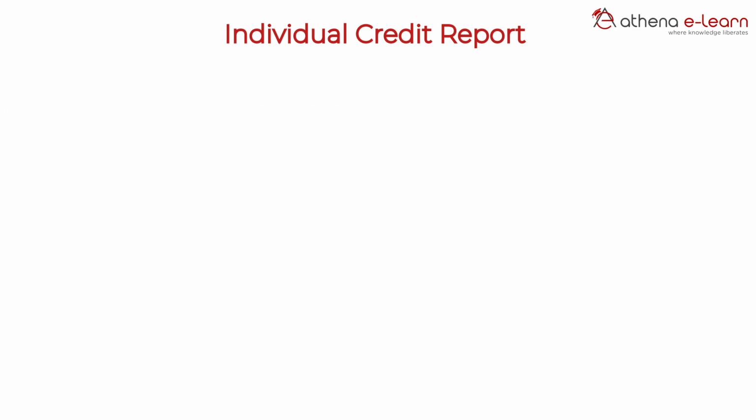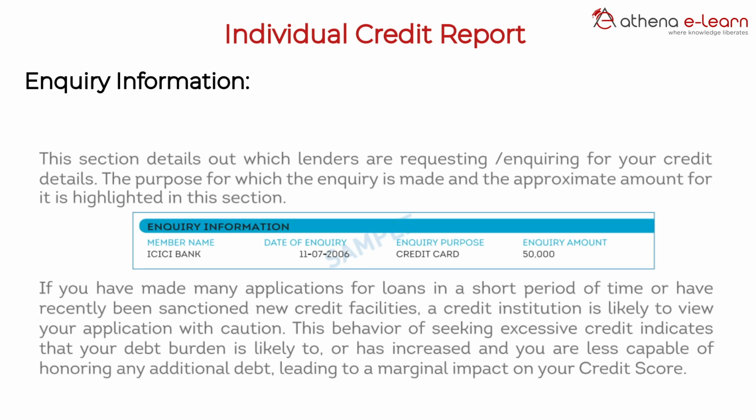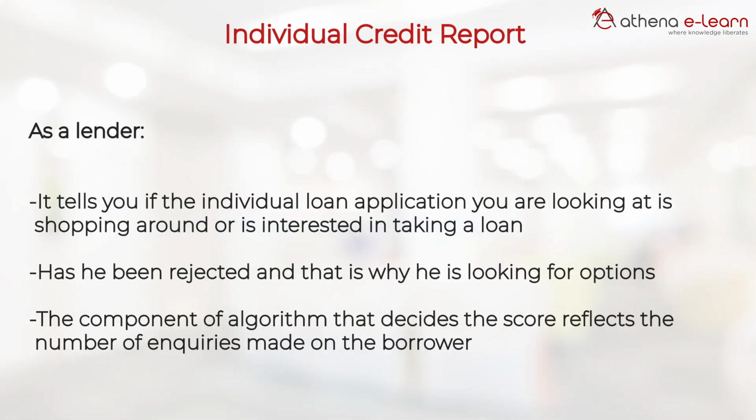The third and last segment of a consumer report or an individual's report is what is called the inquiry segment. The inquiry segment shows all the inquiries that any lending institution has made on you as an individual over the last several years. It has the date, it has the purpose, and it has the amount for which the inquiry was made. Now, one question that comes to mind is, as a lender, why is that important to me?